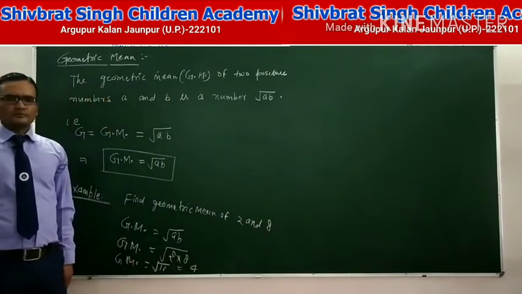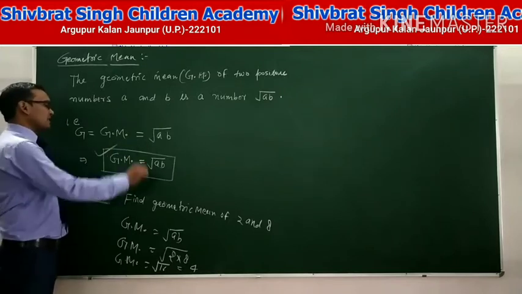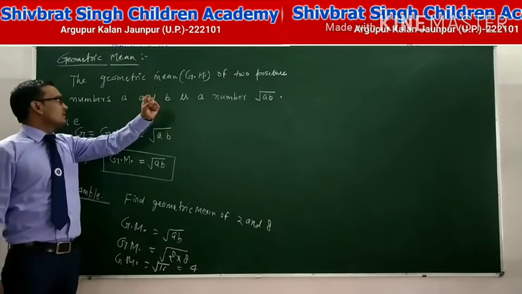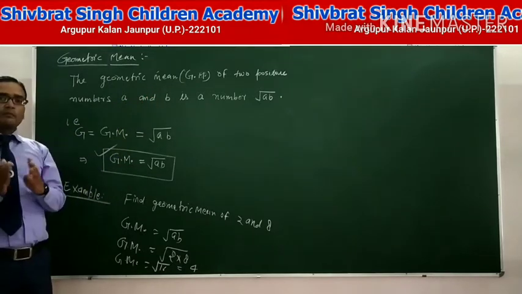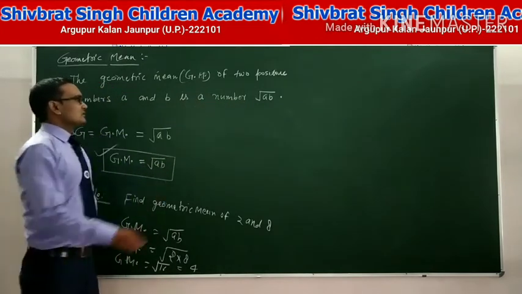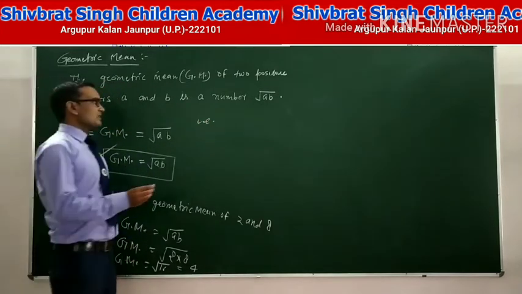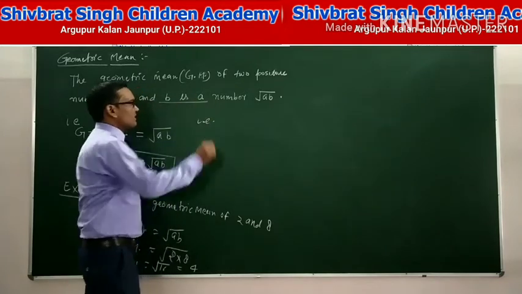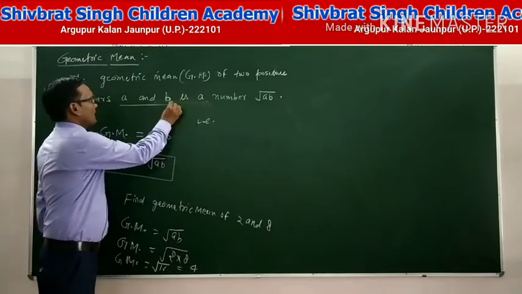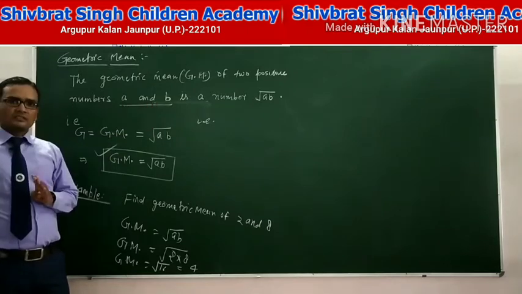Here a question arises in your mind, what is a geometric mean? This is the formula of the geometric mean, but what is the geometric mean? That means the geometric mean of the two positive numbers A and B is the number square root AB, a number between two positive numbers A and B, which makes the resulting sequence a GP.